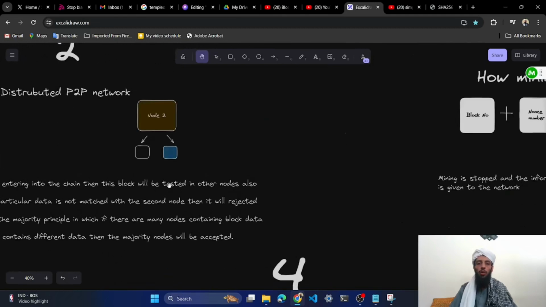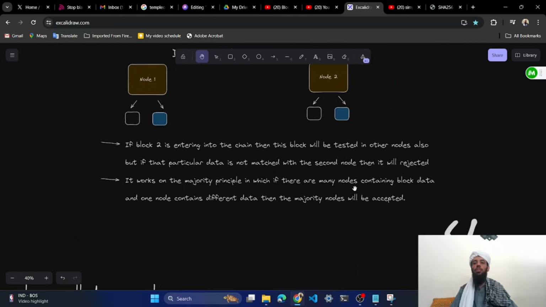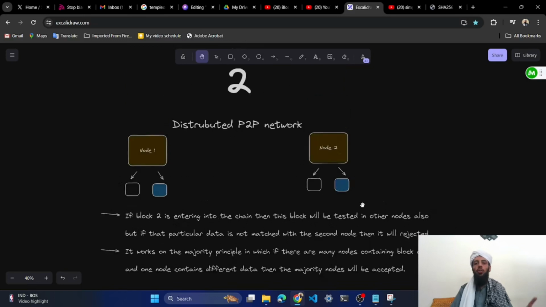So yeah, I hope you understood. So the blockchain works on the majority principle, in which if there are many nodes containing block data and one node contains different data, then the majority nodes will be accepted, not the minority blocks. So yeah, I hope you understood.